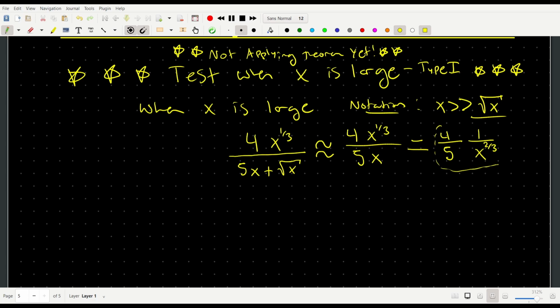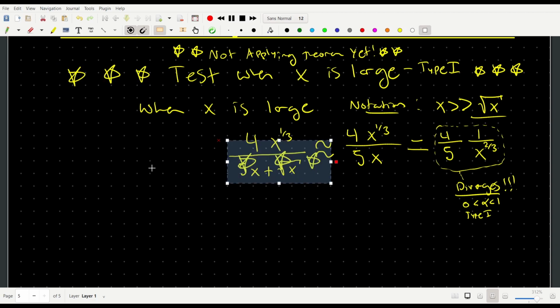And we know that the improper integral of this function right here diverges because it's one of those alpha type integrals where alpha is less than 1. It's 2/3 right here. So the integral of this from 3 to positive infinity is going to diverge.